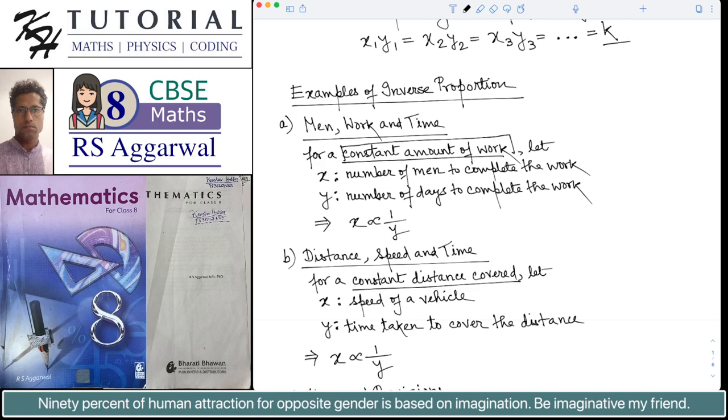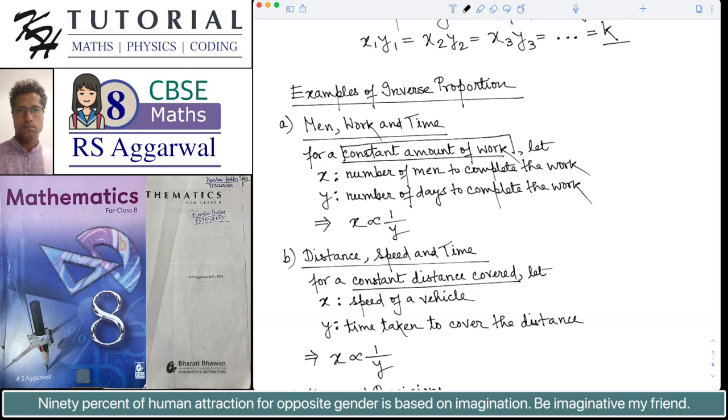Now if you change the amount of work, let's say the work is to construct 10 kilometers of road, then the constant of variation will change. But for constructing a 10 kilometer length of road, still the number of men to complete the work and the number of days to complete that work will be inversely proportional. That is, their product will be a constant, but that constant will be different, since this time the amount of work is different. So the constant of variation will be different.